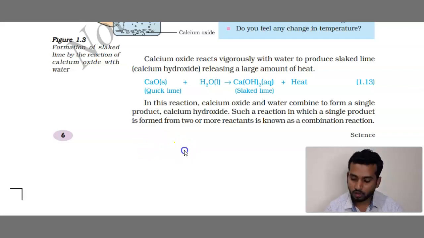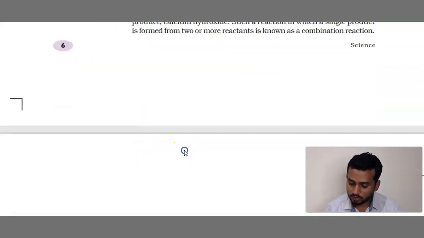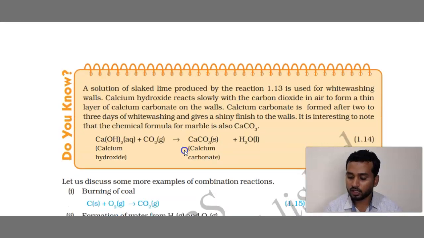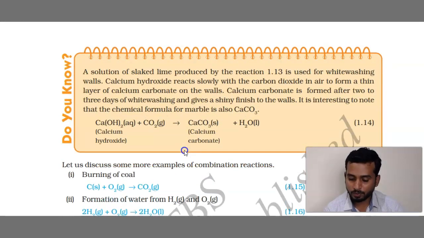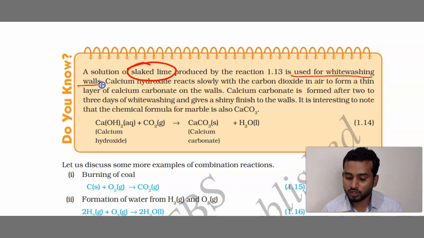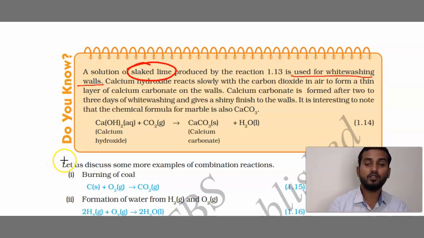Done? Okay. Now after this, still more important topics are there. See here, children. Please note this paragraph. What it says here is that a solution of slaked lime is produced by the reaction. In the above reaction we produced slaked lime, right? So where are we using this slaked lime? We use it for whitewashing walls.